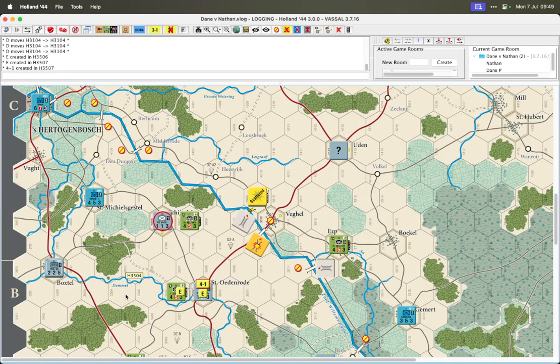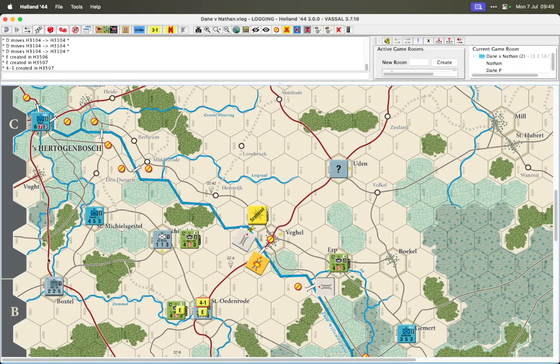And then up here it would be 4 versus 2, so 2-1, but instead of 2 shifts, you're getting 1. That makes it 3-1. 3-1, if you roll a 1, you get an exchange. But that would kill me, and you'd take the hex.